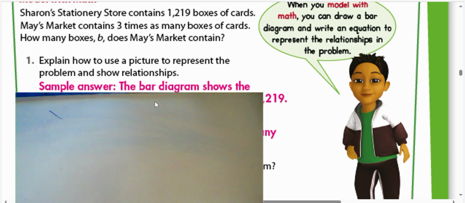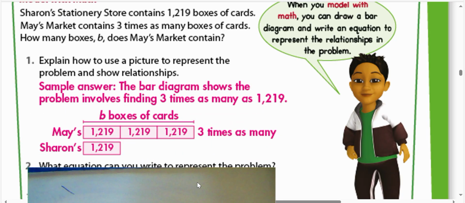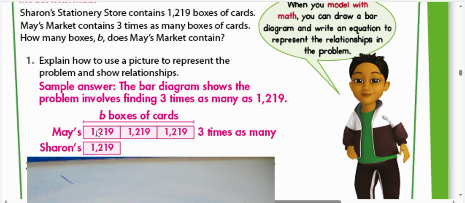Story contains 1219 boxes of cards. Max market contains 3 times as many boxes of cards. How many boxes does Max market contain? We have 3 times the number, 3 times 1219. We can add this number 3 times, or multiply on the right hand side like this, 3 times the number. We can find the value by multiplying like this, 3 times as many, this number.